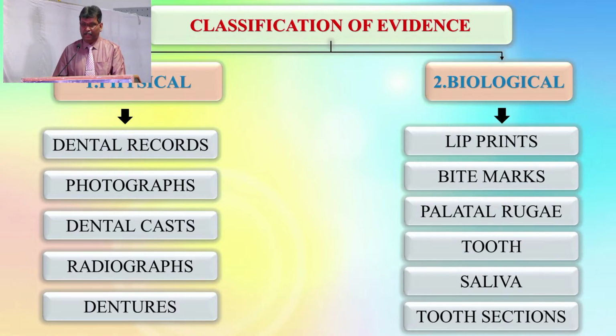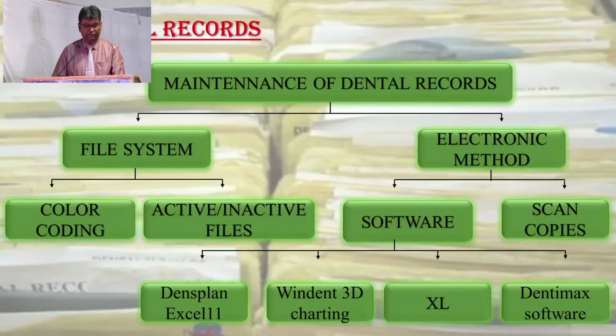The evidence is of two types. One is physical and the other biological. The physical includes dental records, photographs, dental casts, radiographs, and dentures. The biological, we categorize as lip prints, bite mark analysis, palatal rugae, tooth, saliva, and tooth sections.